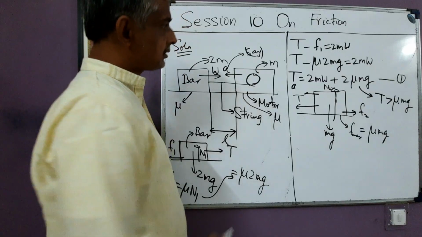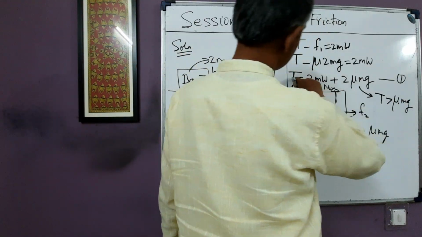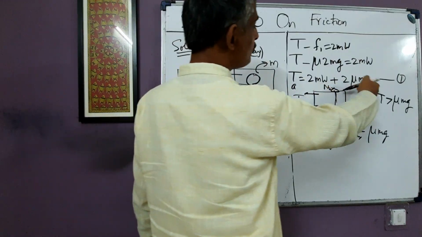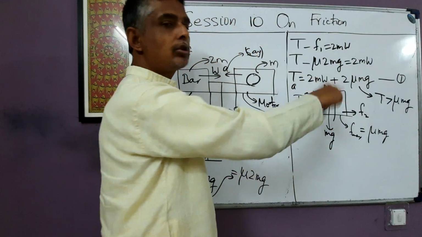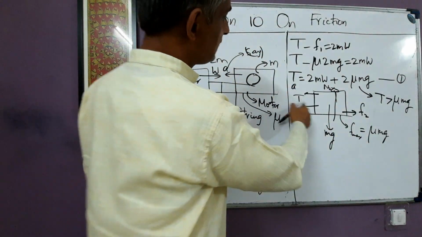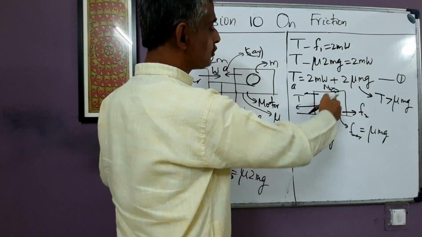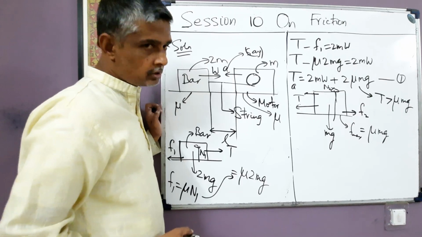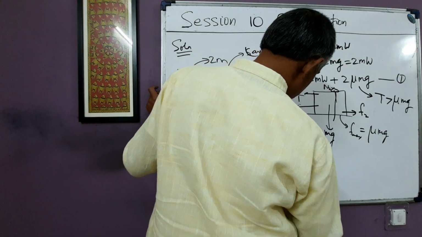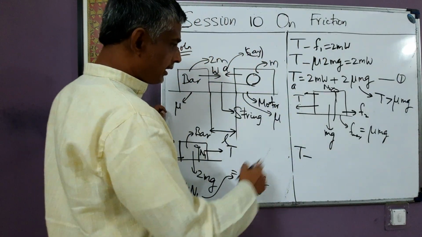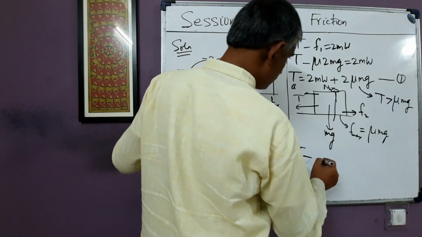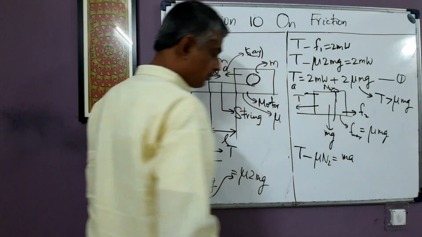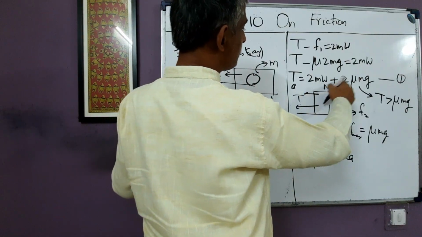Is it clear? Since T is more than mu mg, T is equal to 2 mu mg plus 2 mw. So this block will also slip towards the left with some acceleration a with respect to the ground. Okay, so what do I write here? T minus F2 is how much? F2 will be mu times N2, equal to Ma. Now T is equal to 2mw plus 2 mu mg.